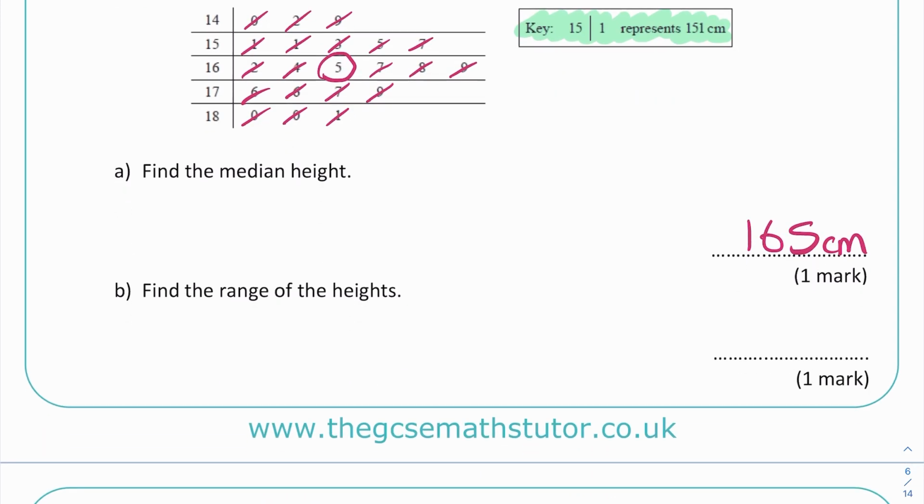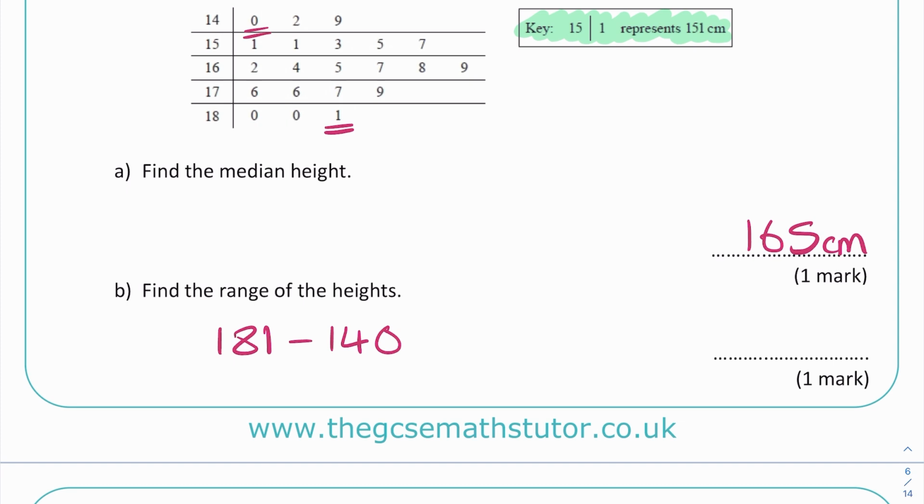Then it says find the range of the heights. And this is where you've got to be careful. You don't want to scribble out these numbers too much, because we now want to actually read from the stem and leaf again. The range is the biggest, take away the smallest. So our biggest number is this one here, which would represent 181. And our smallest is this number here, which is 140. So 181 take away 140 leaves us with 41.